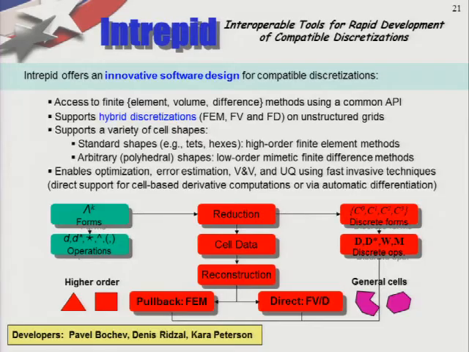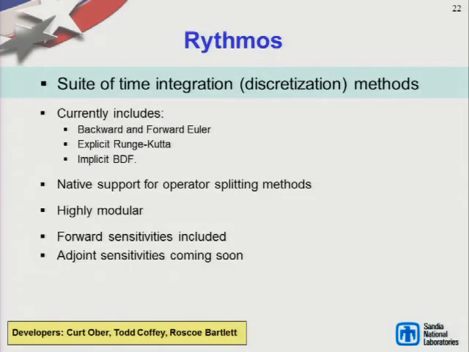Any other Intrepid questions? All right, Rhythmos, time integration. If you're interested in time integration of those sorts of flavors, we support it. Forward and backward Euler are the kind of obvious ones. There's Runge-Kutta of at least 4th order, maybe higher, I don't recall off the top of my head. Implicit BDF.